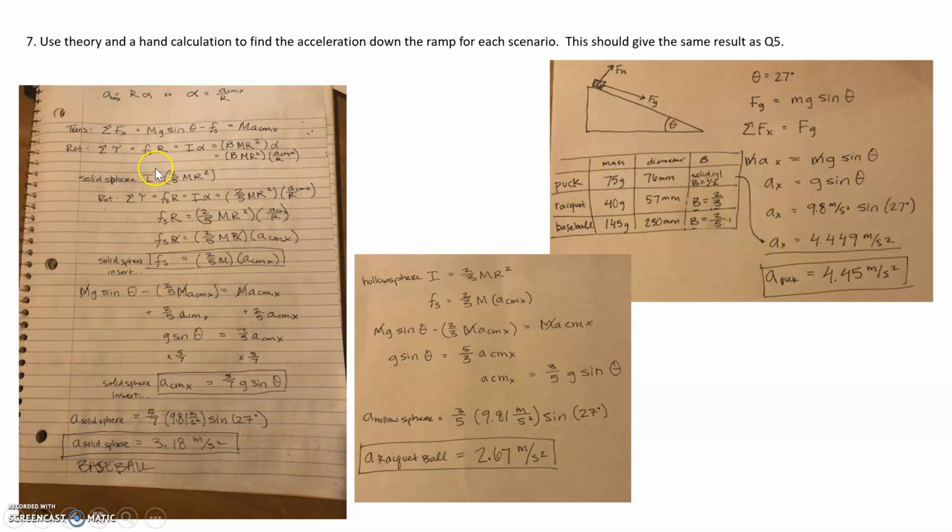And so I knew the moment of inertia for the baseball was 2/5 mr squared. And so when I plugged that in, I could actually go through and cancel out, you know, the r's and the m's. And I ended up with the Fs equals 2/5 m times acceleration. So I could plug this equation back in.